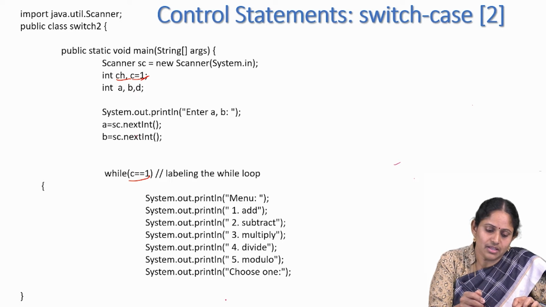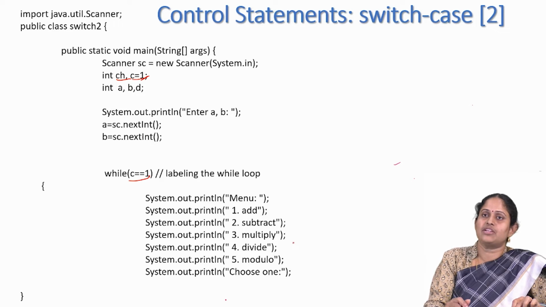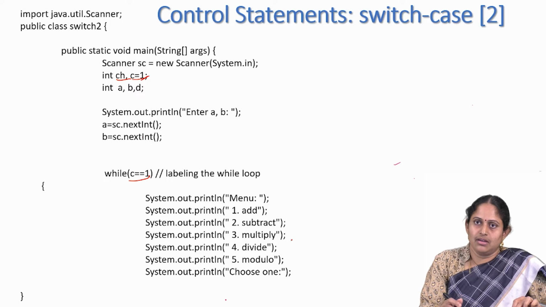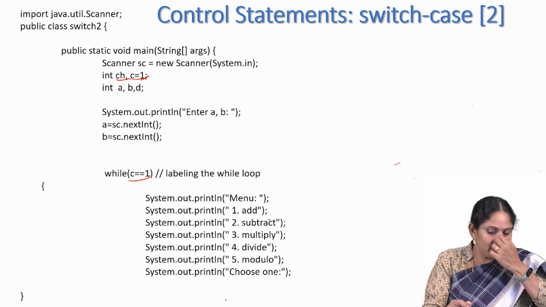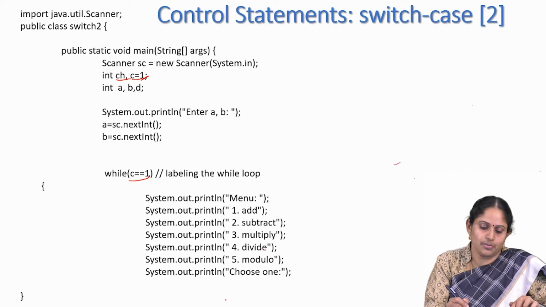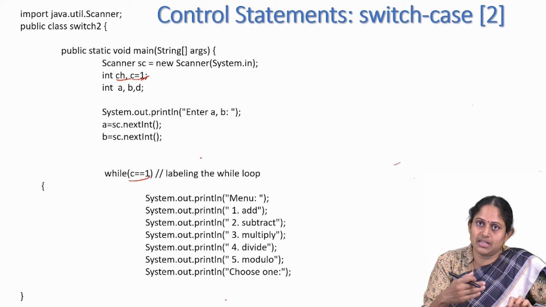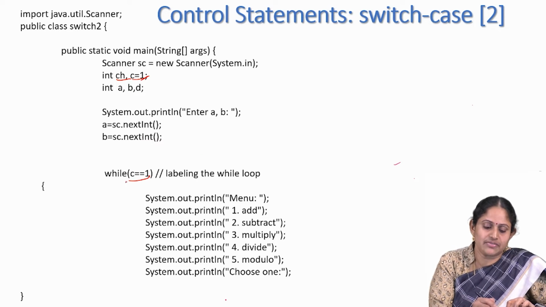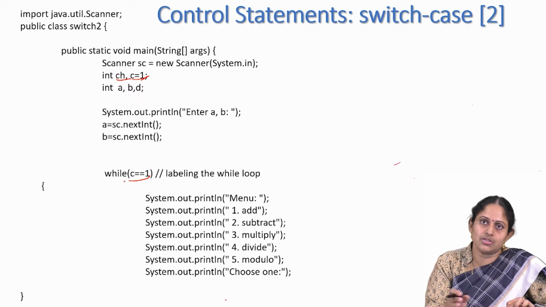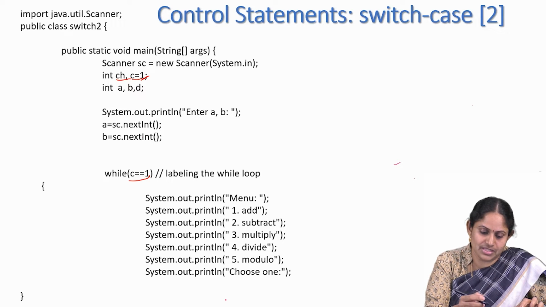So here in this example, we are trying to implement a calculator, okay, which will perform addition, subtraction, multiplication, division, and modulo. So we have to get these set of statements looped, executed multiple times. So for that, we are using this while loop. We'll look into detail in the next session.